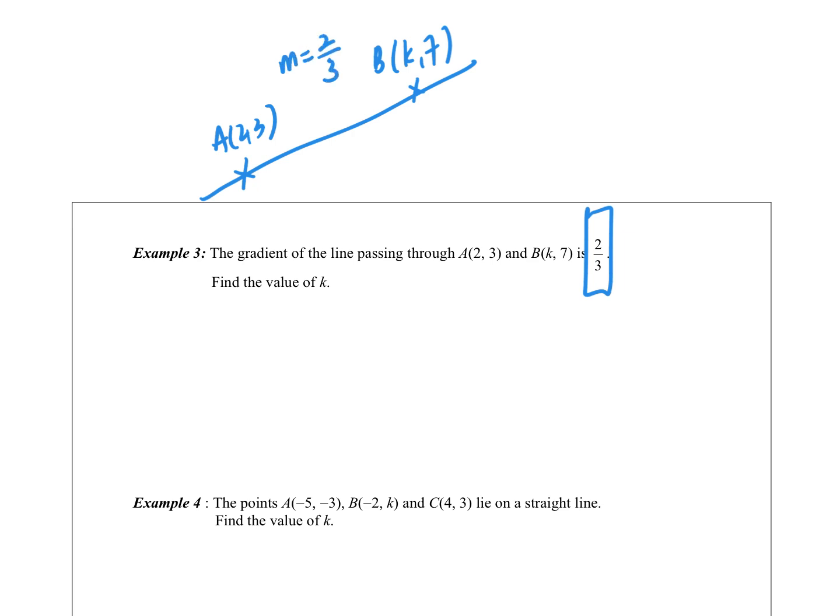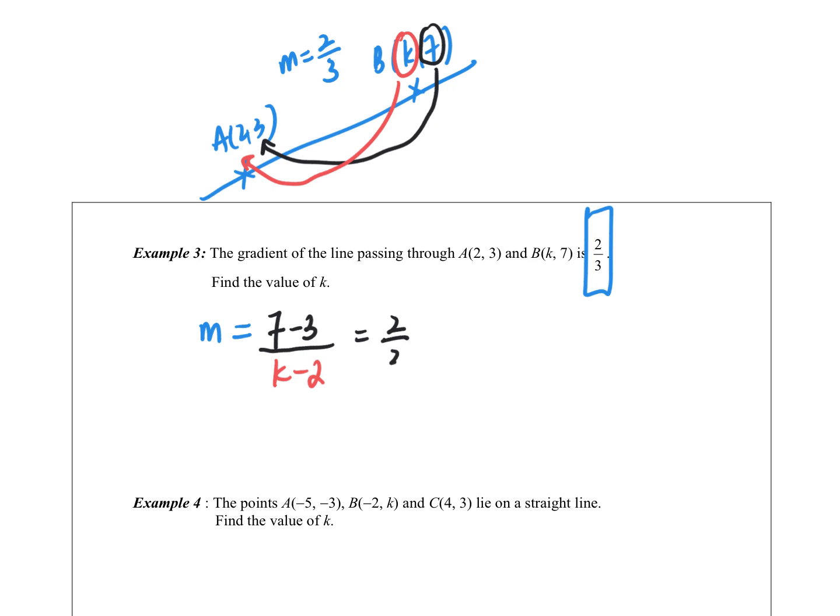Okay? So now they say, can you then find the value of K? So we use the gradient formula, Y2 minus Y1. So just decide that Y2 is one of them, and then the other one will naturally be Y1. So 7 minus 3 over K minus 2. Must always go in the same direction. Okay, and this will give me 2/3.